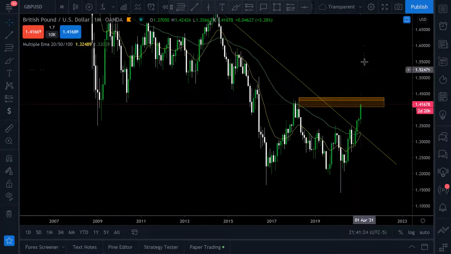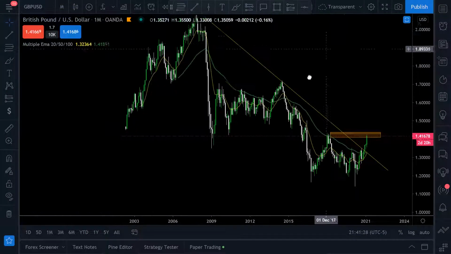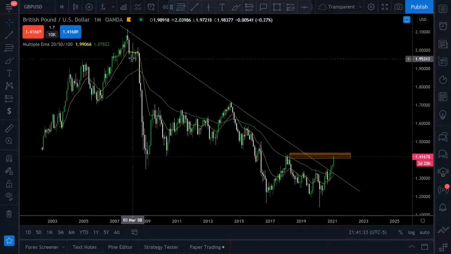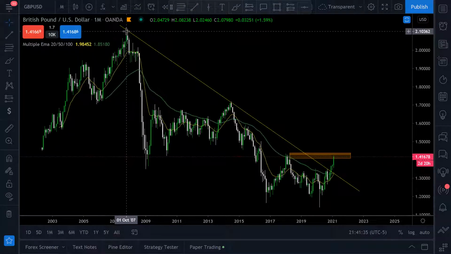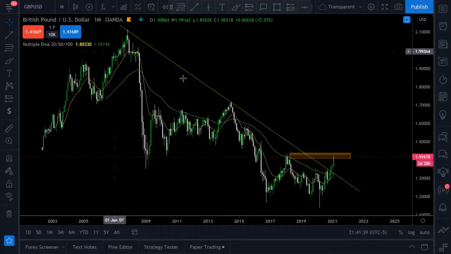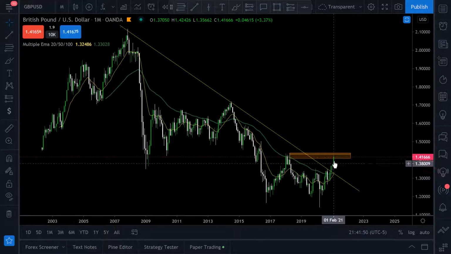All right, so we're looking at the monthly. Like I said in my previous video, check it out if you haven't watched it. You'll see that since 2007 there's been this trend line, the downtrend, being respected, up until December of last year, when it got broken here and things started going really bullish.